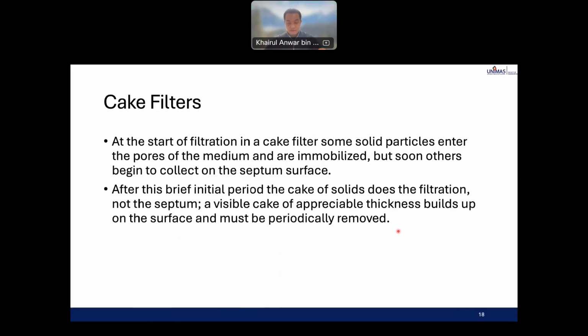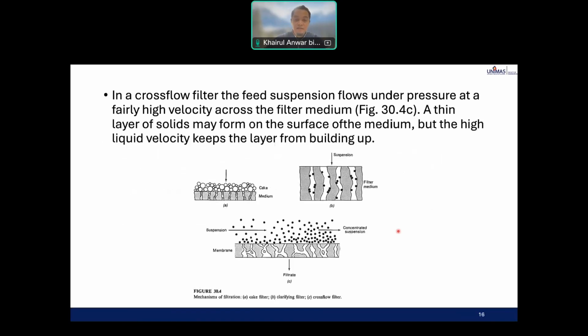Cake filter. At the start of the filtration in the cake filter, some solid particles enter the pores of the medium and are immobilized. So since it's immobilized like this, the cake itself is turned into a secondary filter along with the medium. Here the medium we can say is the filter or the membrane. Filter, not necessarily a membrane. It can be a ceramic filter as well.